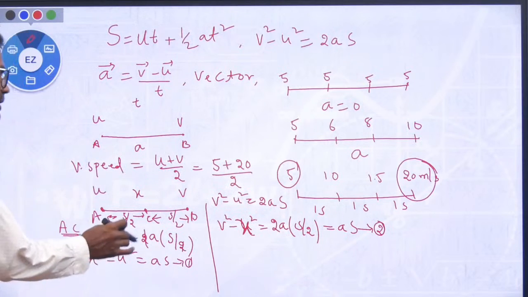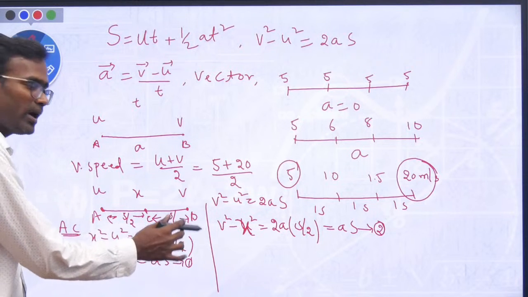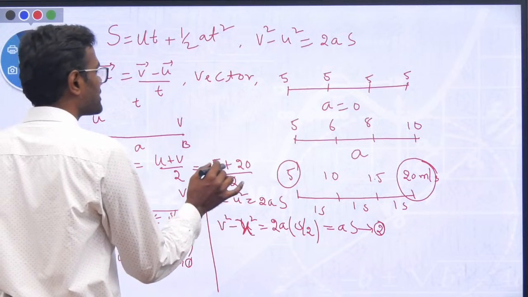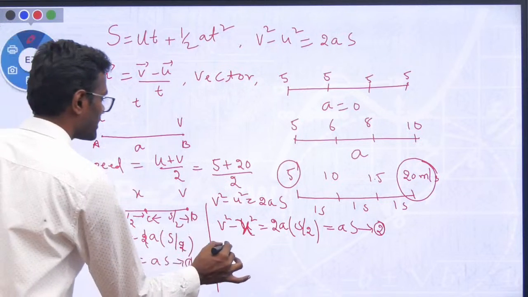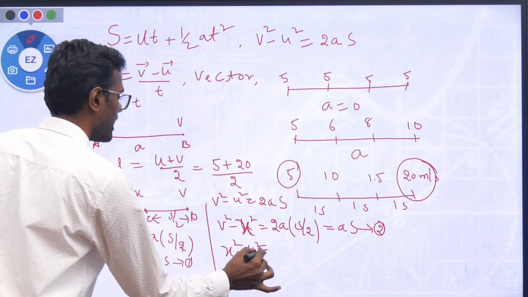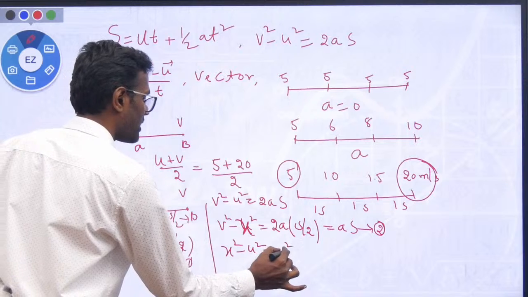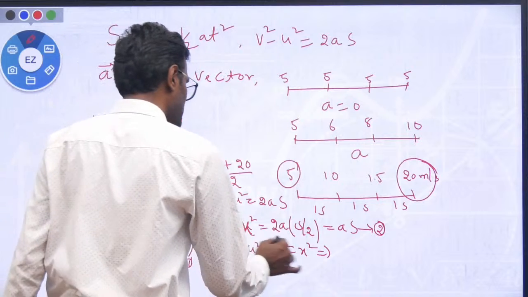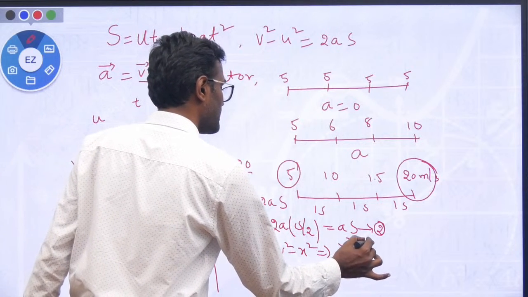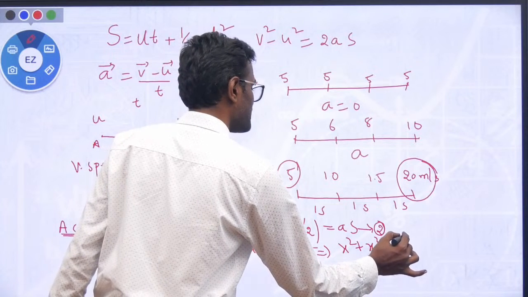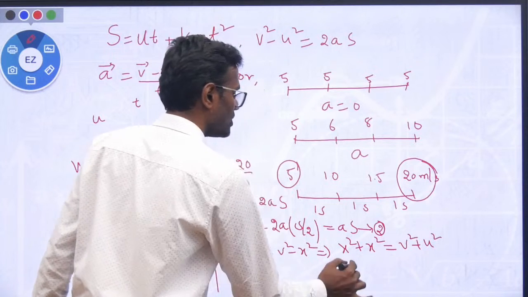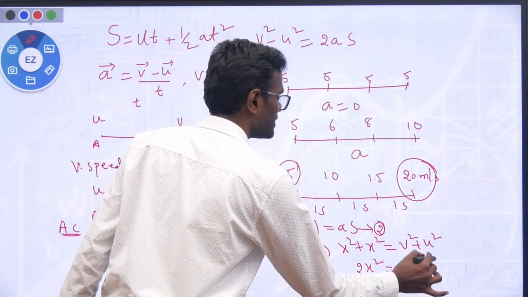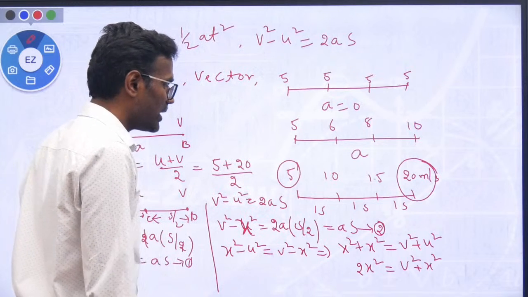So now equate 1 and 2. What you will get? X square minus u square is equals to v square minus x square. From this, send like terms to one side: x square plus x square is equals to v square plus u square. So 2x square is equals to v square plus u square.